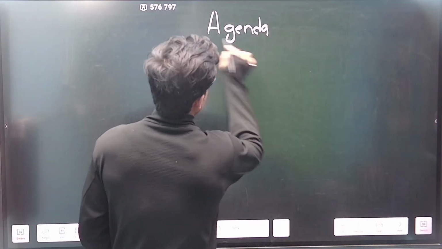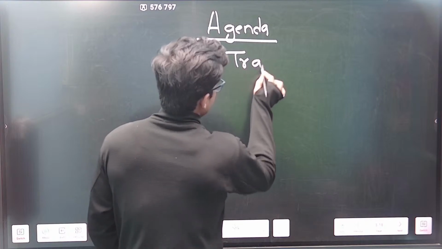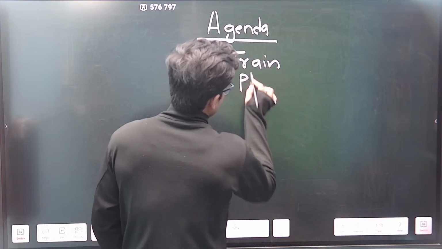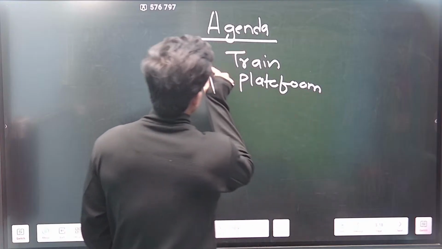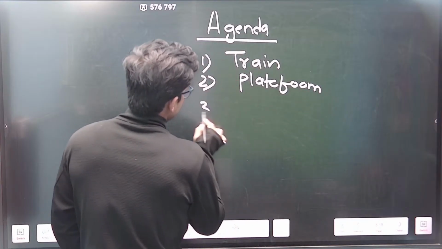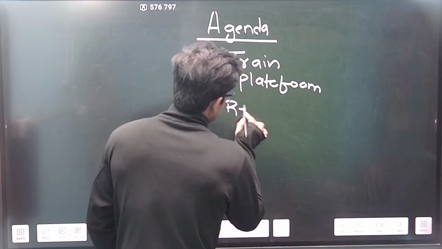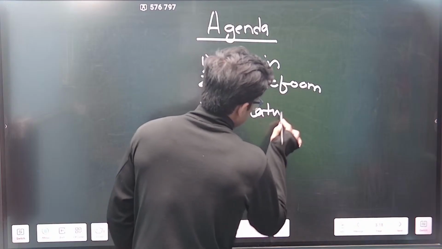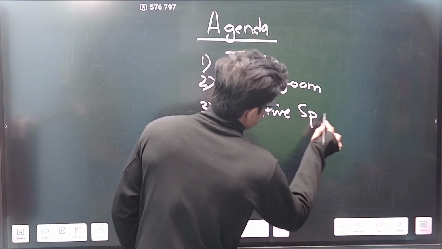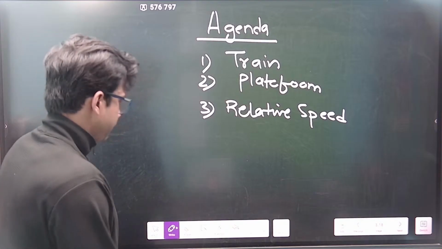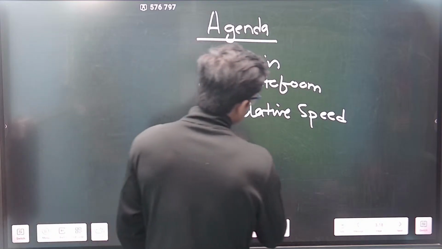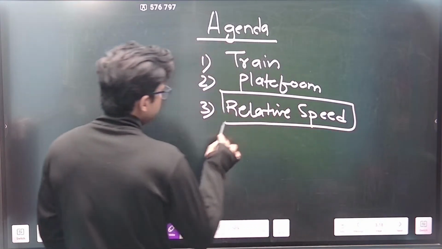First of all, a train and a platform. And second, third, we will discuss relative speed. Relative speed, okay. First thing, guys, let us discuss, okay. The first thing. This is very important, the relative speed part.